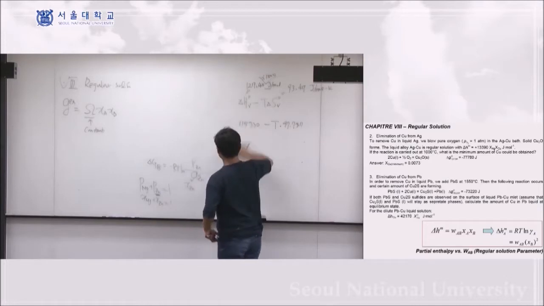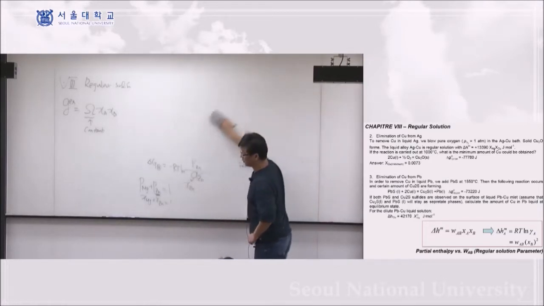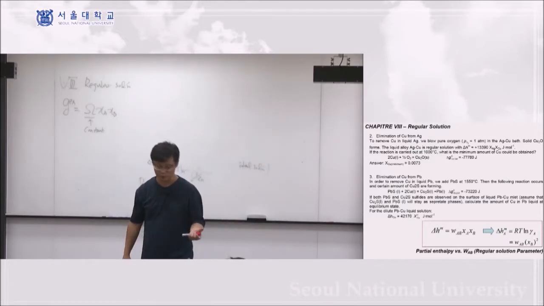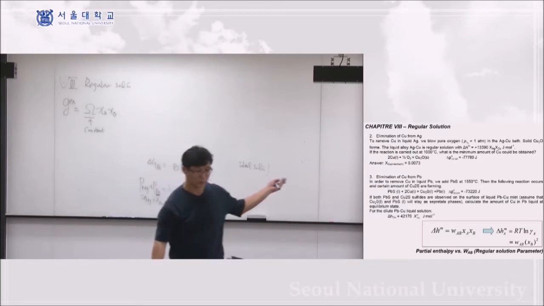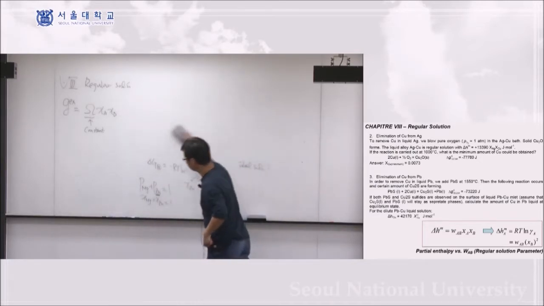So we want to apply this special case. In the previous question, we talked about the Henrian activity coefficient, the Raoultian activity coefficient, Henrian solution, Raoultian solution, and ideal solution. That's what we have done. And this one is mainly for the regular solution.